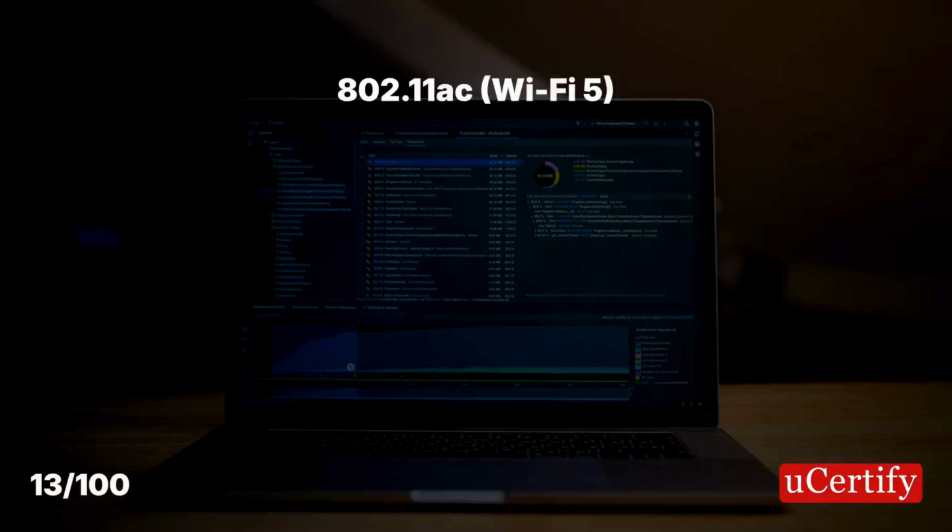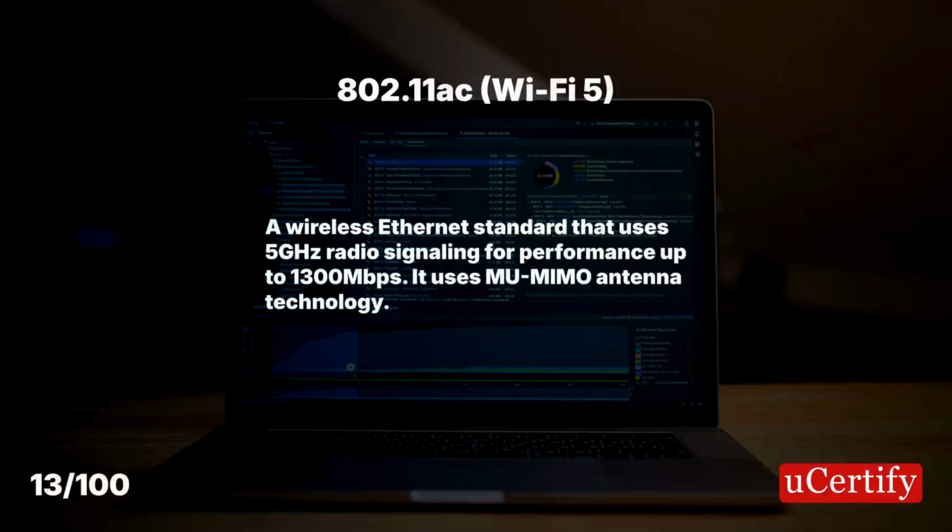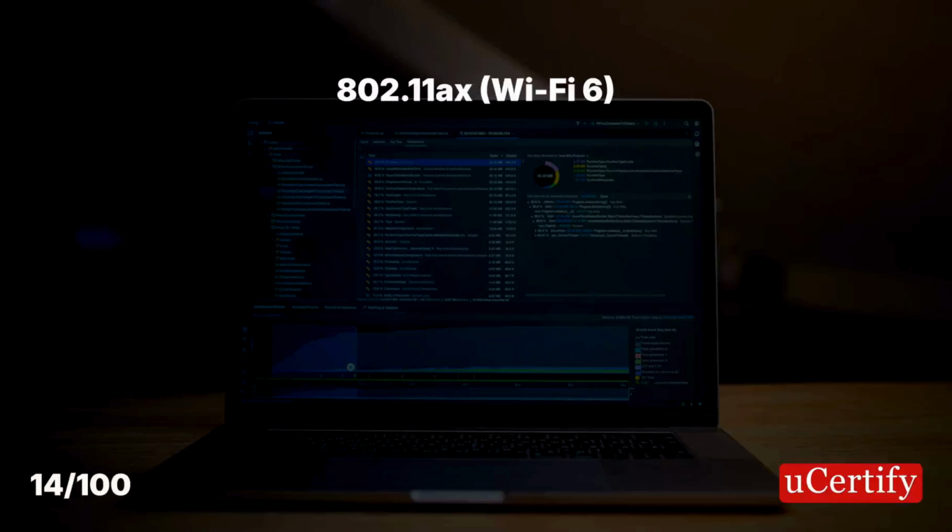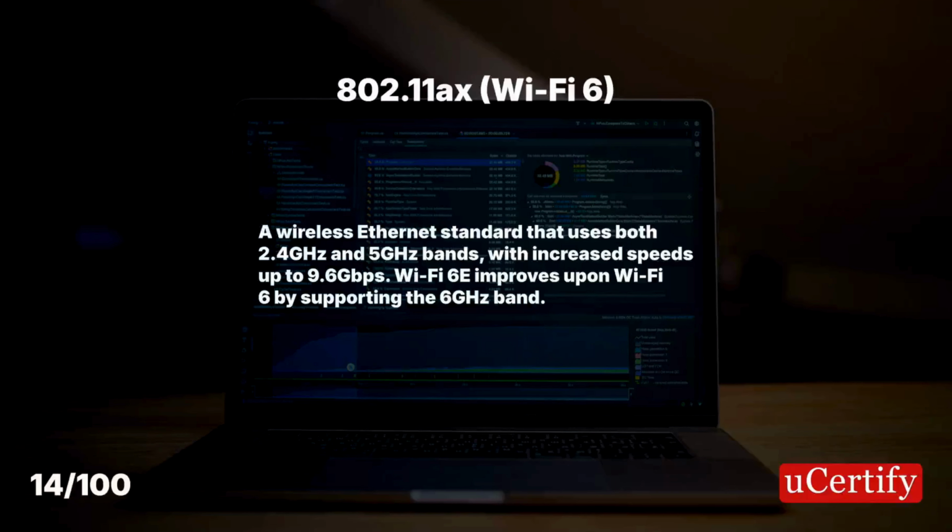Term: 802.11ac, Wi-Fi 5. Definition: A wireless Ethernet standard that uses 5 GHz radio signaling for performance up to 1300 megabits per second. It uses MU-MIMO antenna technology. Term: 802.11ax, Wi-Fi 6. Definition: A wireless Ethernet standard that uses both 2.4 GHz and 5 GHz bands, with increased speeds up to 9.6 gigabits per second. Wi-Fi 6E improves upon Wi-Fi 6 by supporting the 6 GHz band.